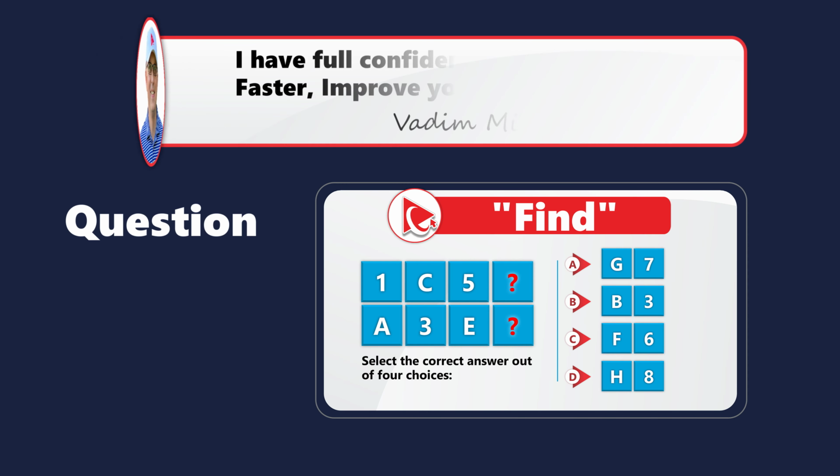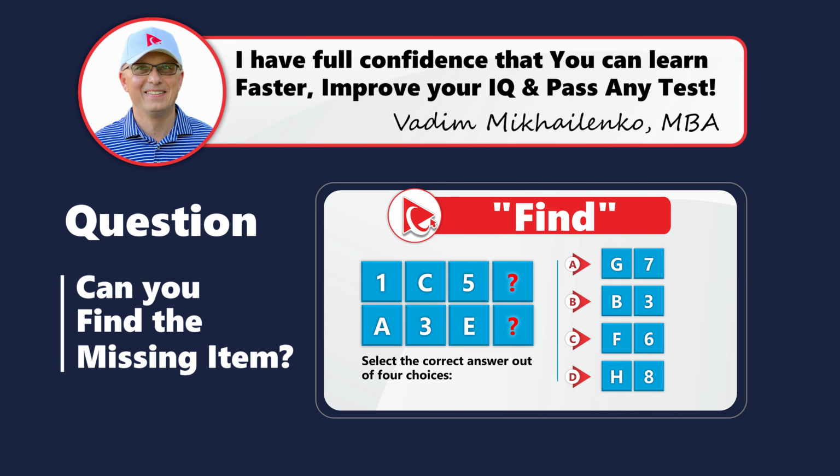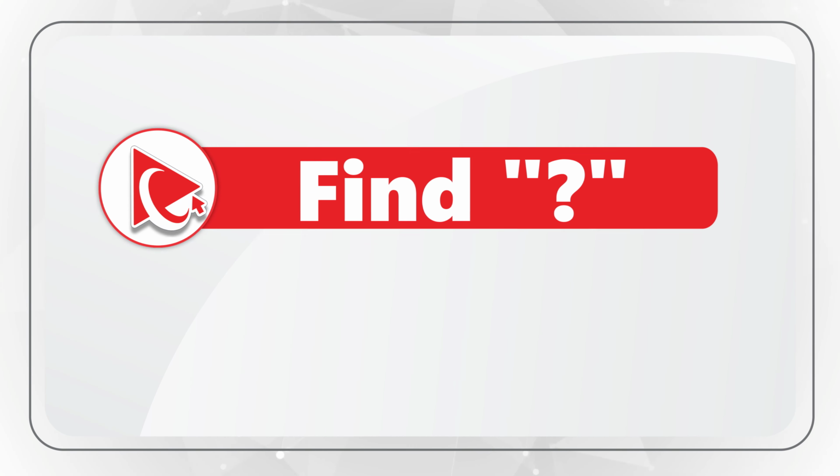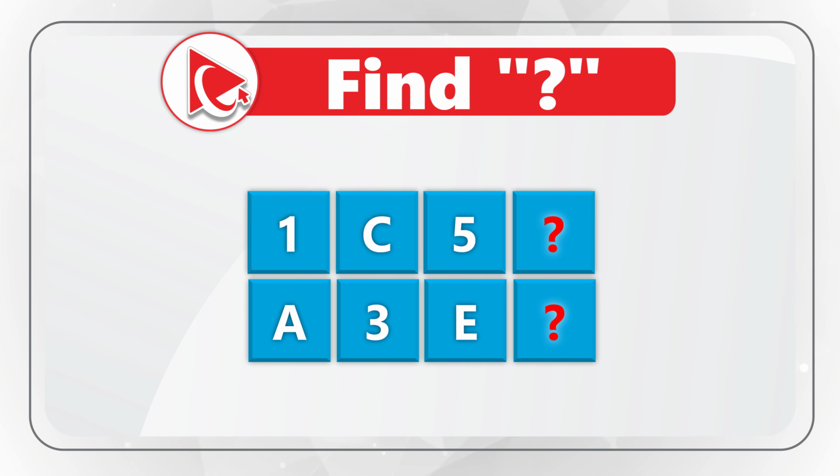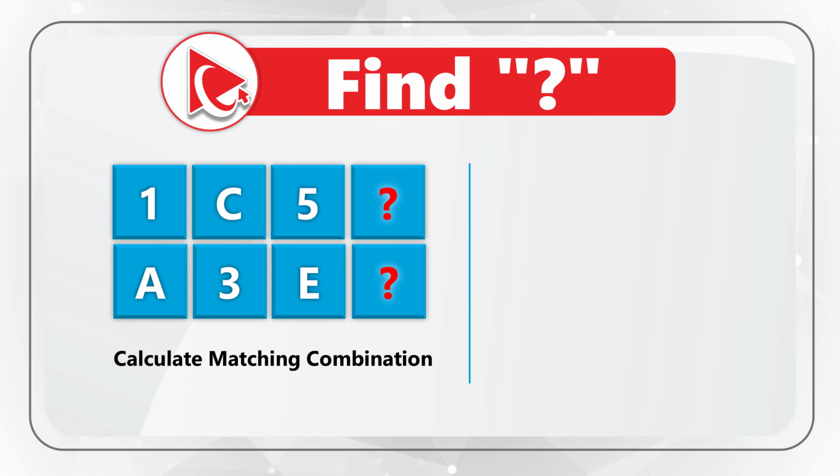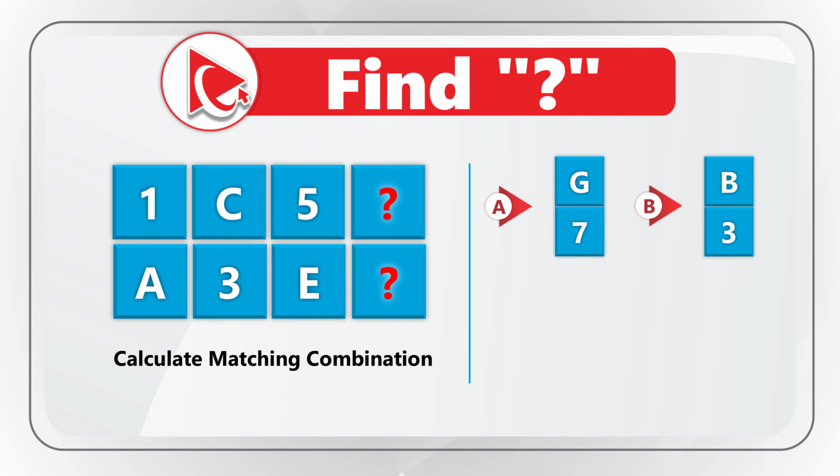Calculating missing items is one of my favorite questions, especially considering the fact that calculations are very simple. You're presented with 2 rows of values. The first row contains values 1, C, 5, and then comes the missing value. The second row contains values A, 3, E, and then comes the missing value. You need to select the calculated combination out of 4 different choices. Choice A, G7, choice B, B3, choice C, F6, and last but not least, choice D, H8.